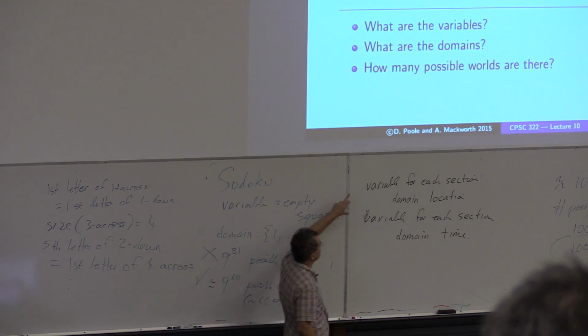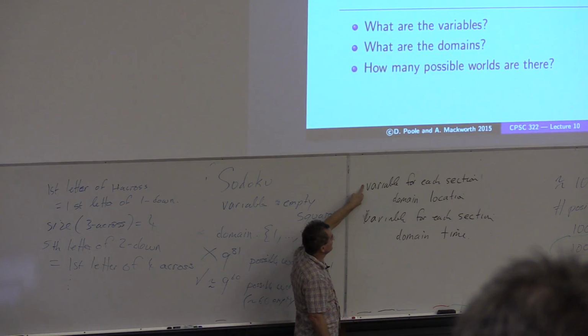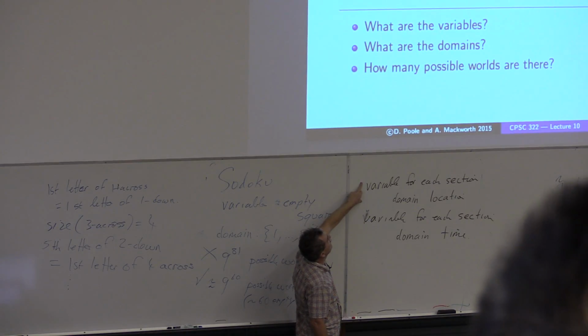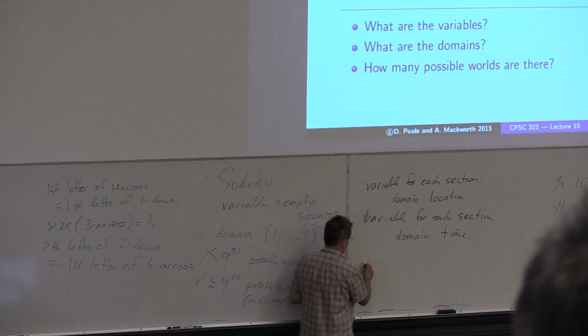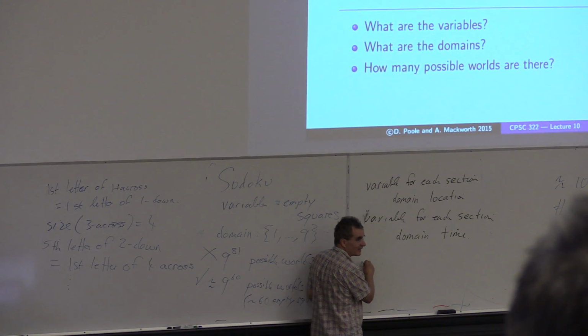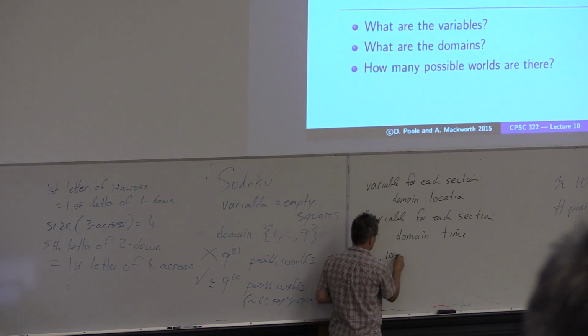So if we want to assign a variable to every section, how many of these are there? We want to assign a location to every section. 274 to the power of 1,700. Sorry, say that again, I can't see it. 274 times, to the power of 1,700.